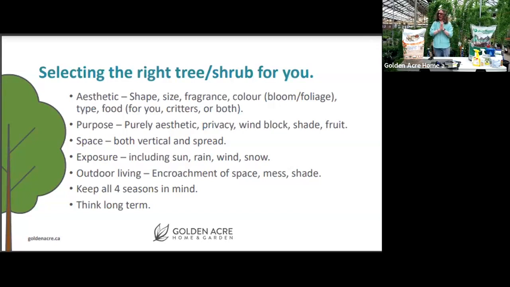The space, we have to consider that, because everything else is going to come after that. We might want a massive canopy tree, but it's going to block out our whole backyard. So we have to go, that's not really suitable. Now I've got to go with a columnar tree.